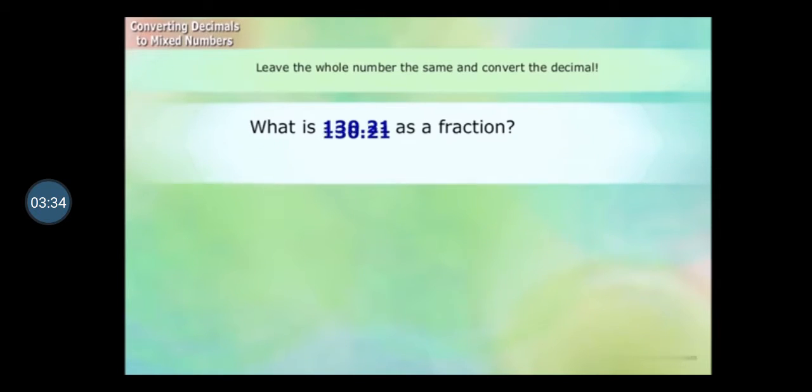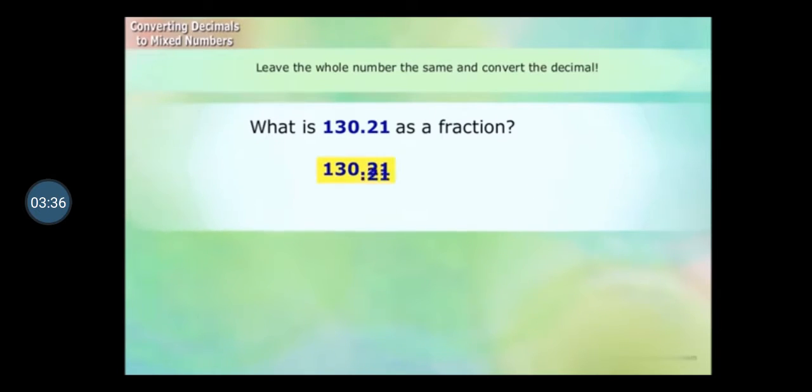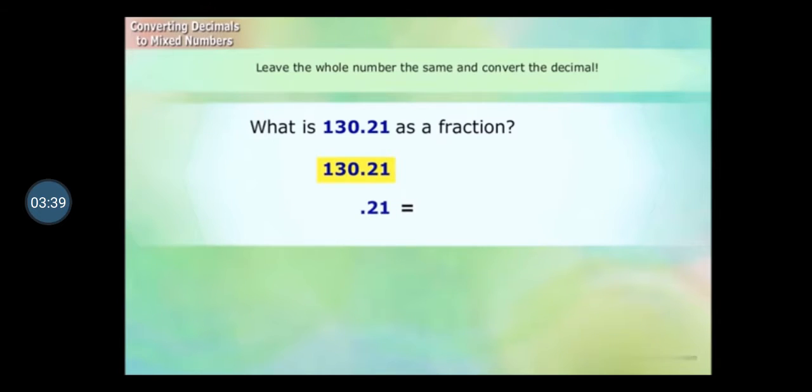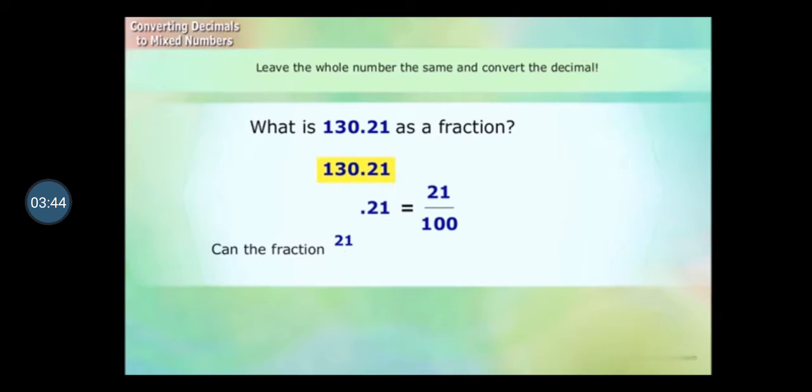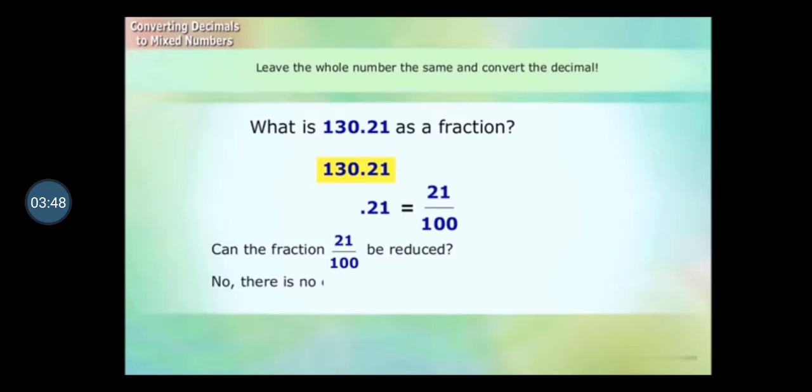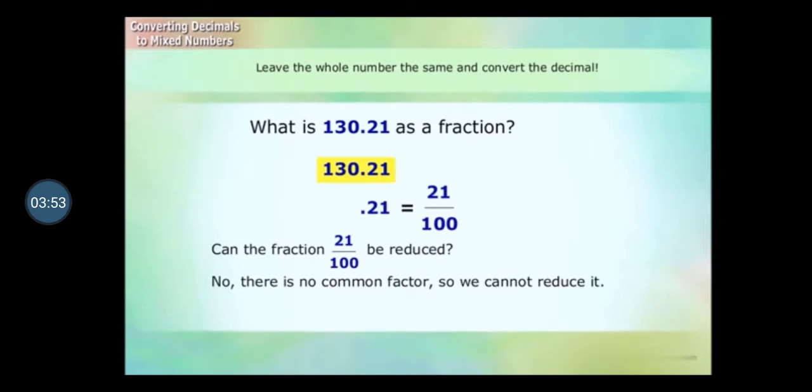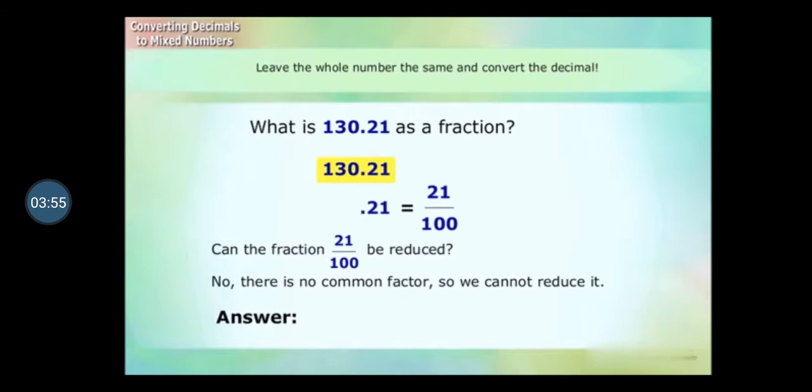Here is one more example. What is 130.21 as a fraction? So 0.21 will be 21 by 100 and we cannot reduce this fraction because 21 and 100 have no common factor. There is not any number that can divide both of these. So our final answer will be 130 whole 21 upon 100.